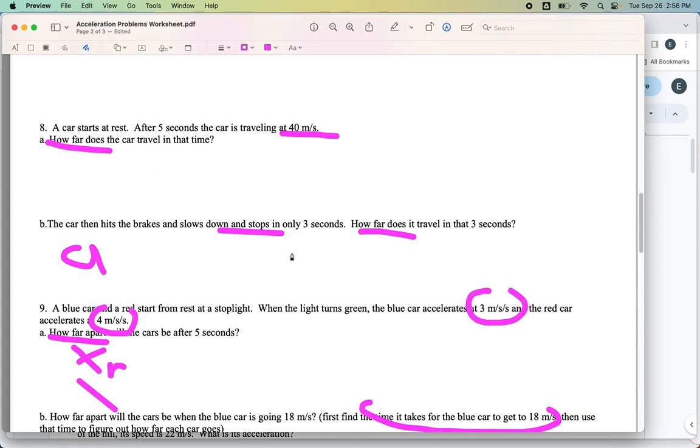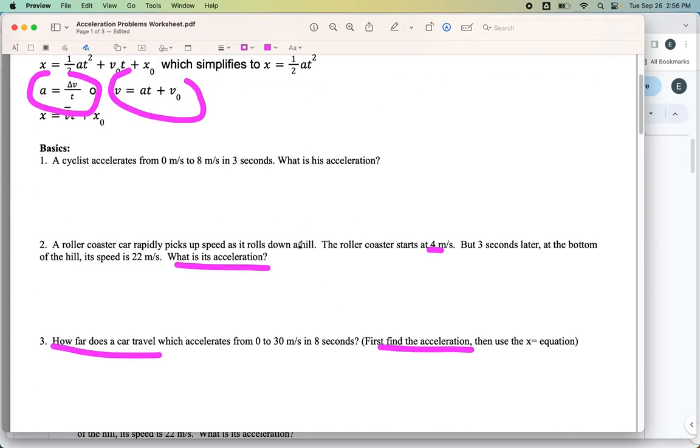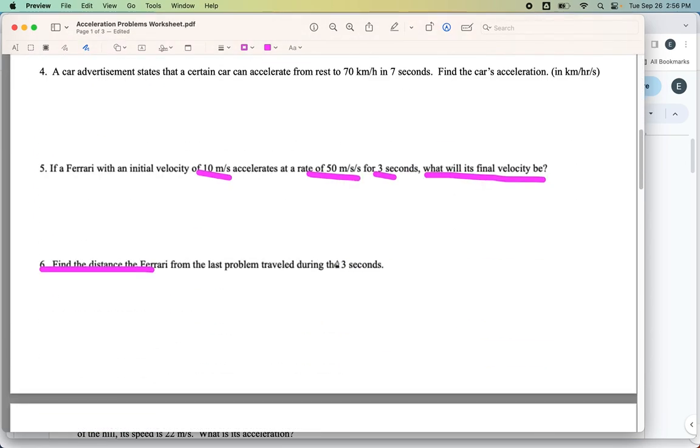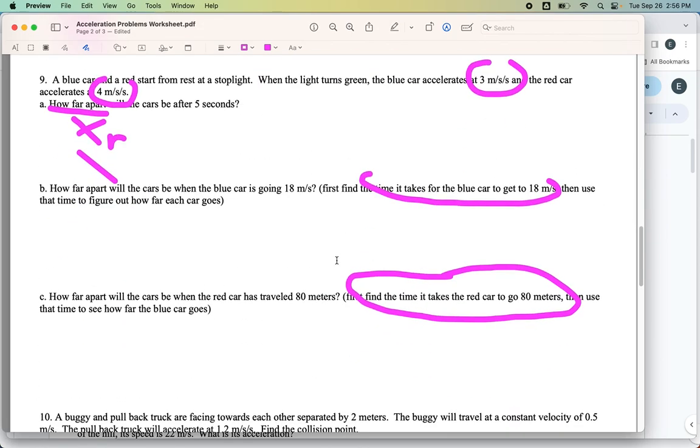Well, I've got a formula up here that relates together position and acceleration and time. And if I know that the position's 80 meters and I know the acceleration, I can find the time. Just use a little bit of algebra to find the time. Then use that time to plug back into this formula for the other car. Okay, so there's some hints on those problems.